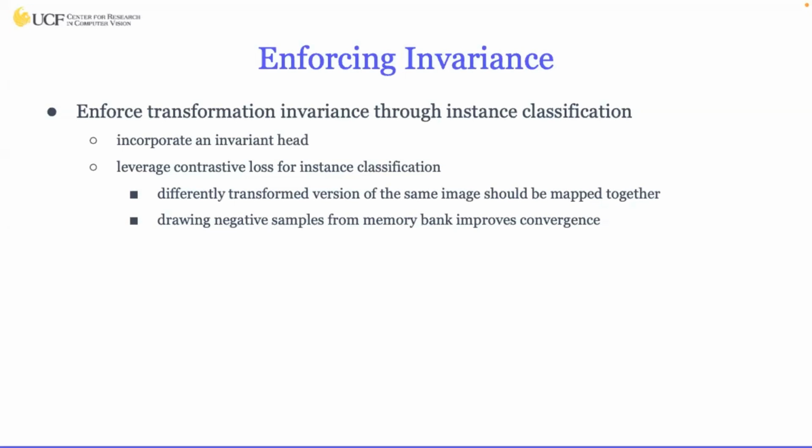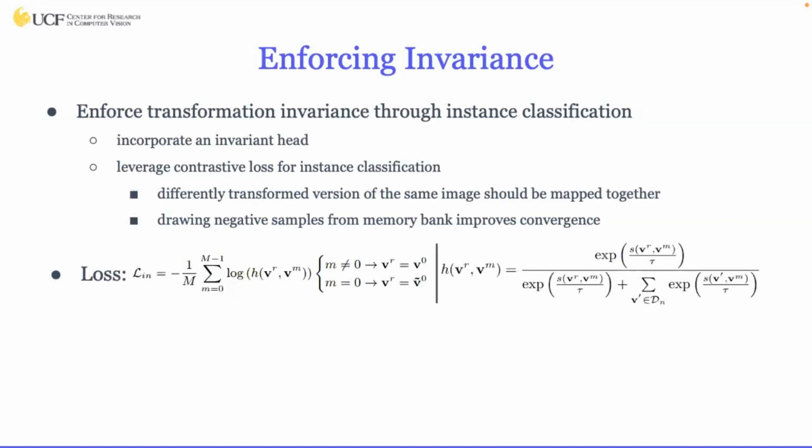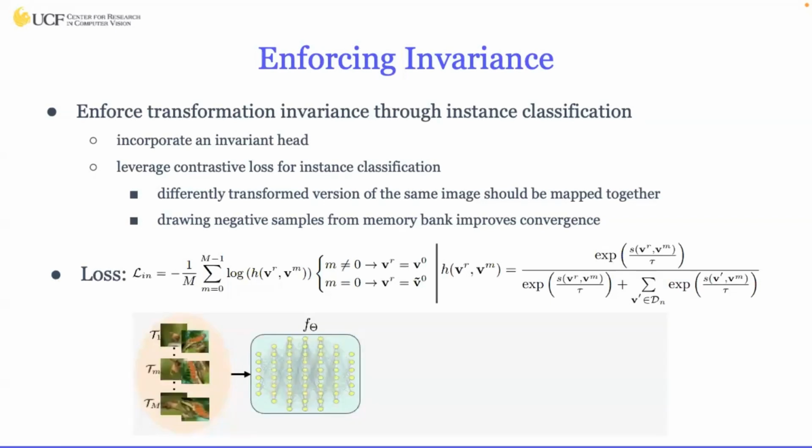And we find that drawing negative samples for contrastive loss from a memory bank actually improves convergence and performance. So this is basically the loss function. For enforcing invariance, we look at the average contrastive loss over M transformations for samples. In the definition of contrastive loss, we are trying to maximize the similarity between one transform copy, VM, and the reference image, VR, while minimizing the similarity with the negative samples. So this is basically how we implement it.